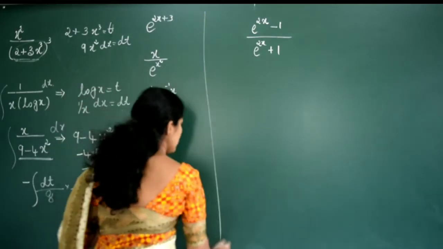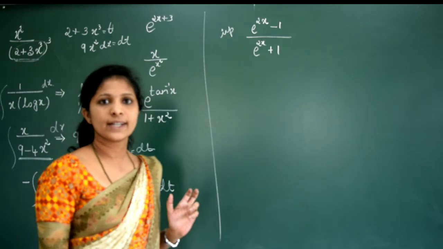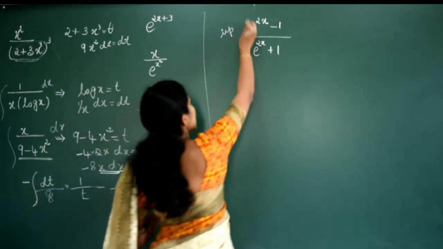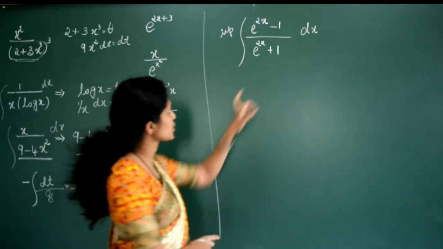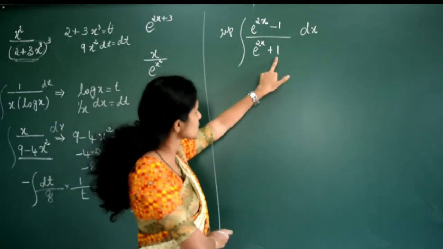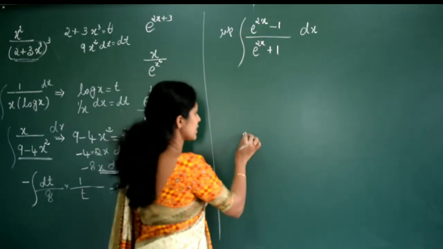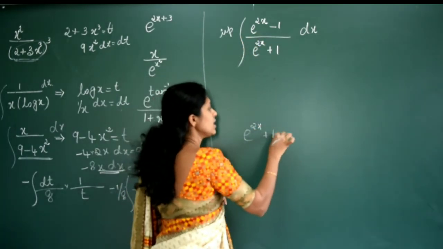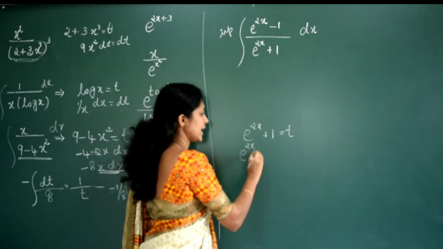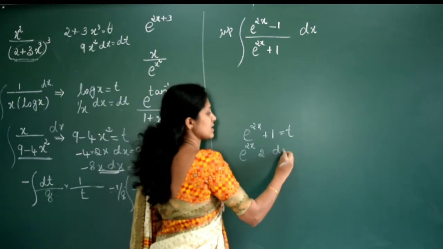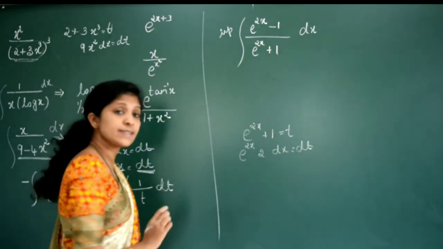Okay. And the next problem, this is an important one: e to the power 2x minus 1 divided by e to the power 2x plus 1 into dx. Now, if you give the substitution e to the power 2x plus 1 equal to t, then we will not get e to the power 2x minus 1. If you differentiate, this will be e to the power 2x into 2 into dx equal to dt, but this is not there here. So direct substitution is not possible.